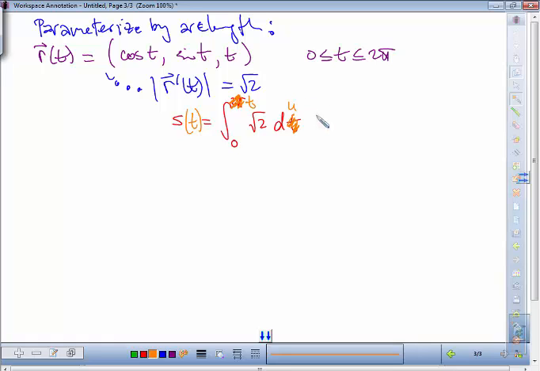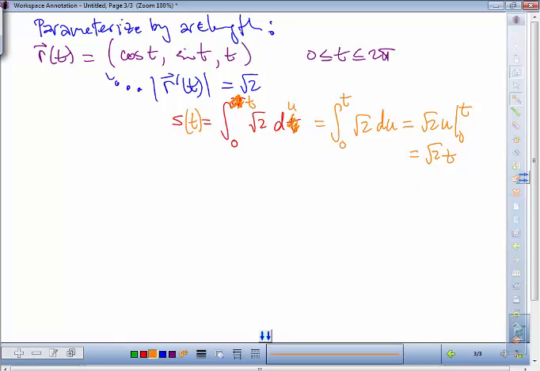Now, if I work with this, let me rewrite this because it looks a little messy. The integral from 0 to t of square root of 2 du. And to integrate with respect to u, I'm going to have square root of 2 u from 0 to t. And then if I put t in there, I'm going to get square root of 2 t minus 0. Right?